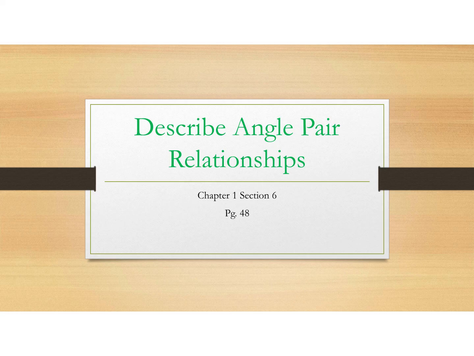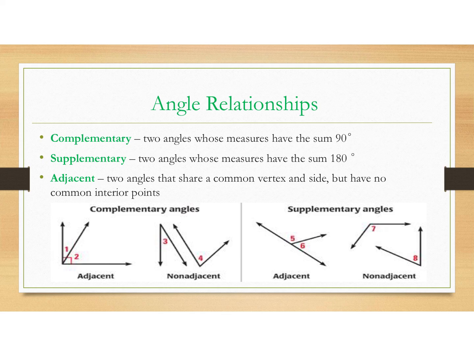So the first 3 types of angle relationships we're going to talk about are complementary, supplementary, and adjacent. Now you've probably heard about complementary and supplementary back in middle school or in elementary. And the key word here for complementary and supplementary is that they're only 2 angles. Complementary is 2 angles whose measures have a sum of 90. And supplementary are 2 angles whose measures have a sum of 180.